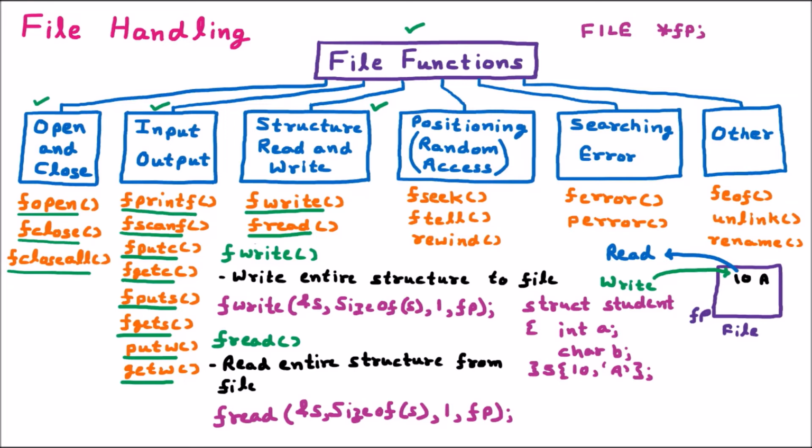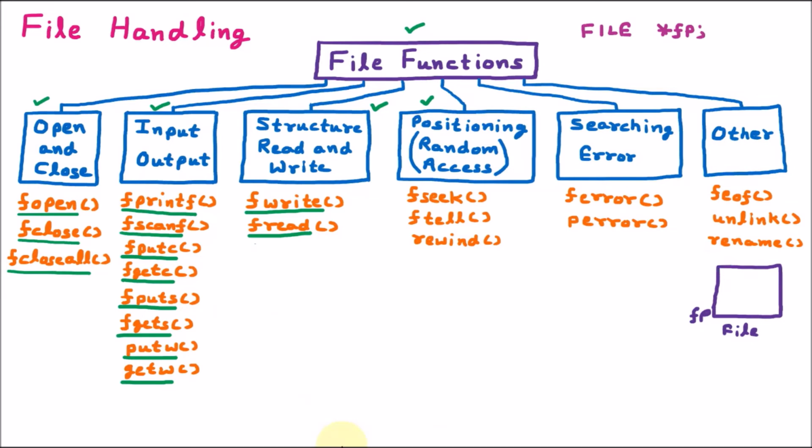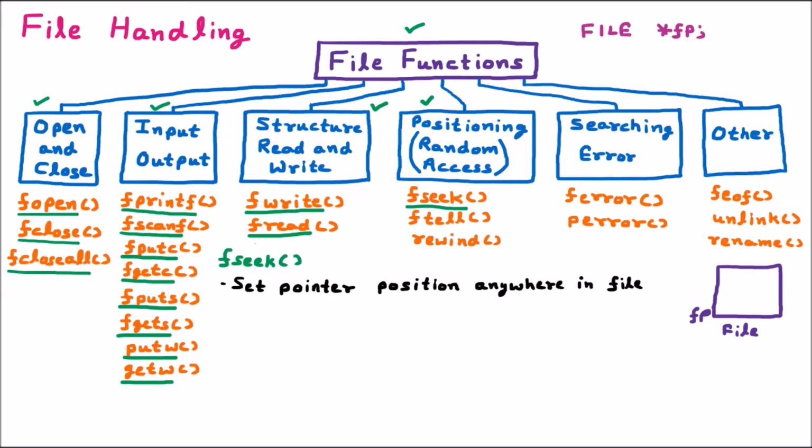The next category of file function is file positioning functions, or they are called random access functions. The function we are having is the fseek. This function is used to reach a specific position in the file. So by using the fseek function, we can set the pointer position anywhere in the file. For the fseek function, we are having the syntax.